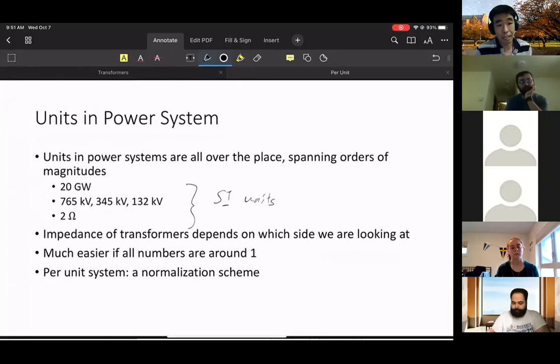And it turns out they're not created to be very user-friendly to power system engineering. Right? And it's much better if all the numbers are around 1. So in engineering, we always like numbers to be around 1, because they're all on the same magnitude, which makes computation easier. Multiplying numbers around 1 is pretty easy.